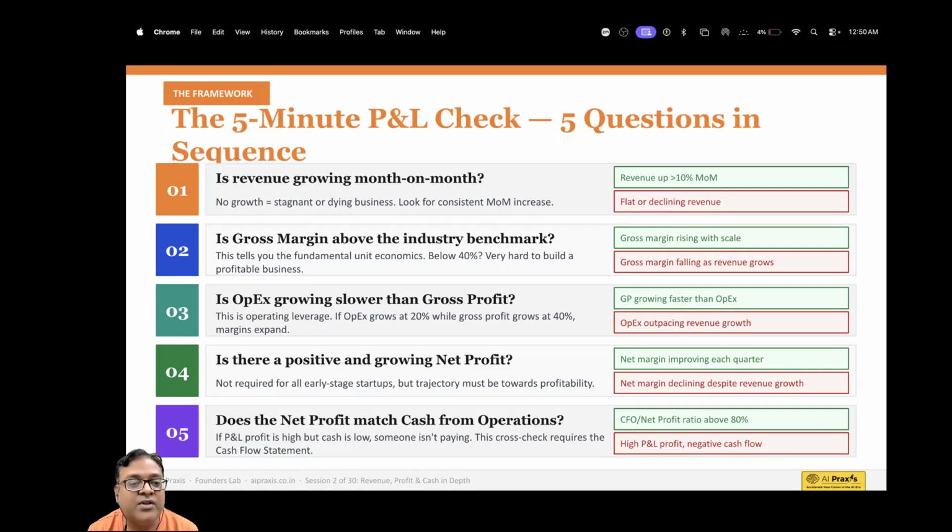Question number 2, is gross margin above the industry benchmark? If gross margin is rising, great. This tells you the fundamental unit economics. Below 40%, very hard to build a profitable business.